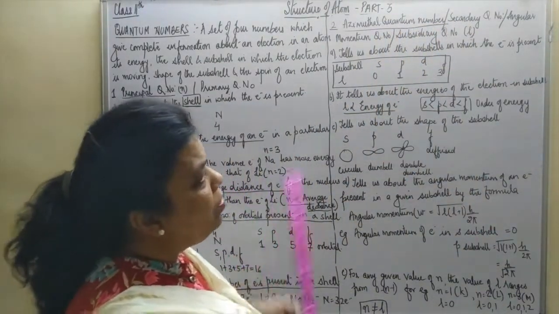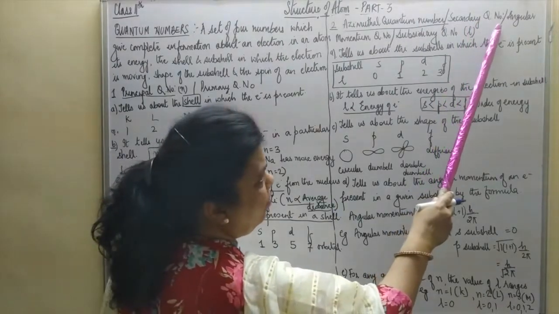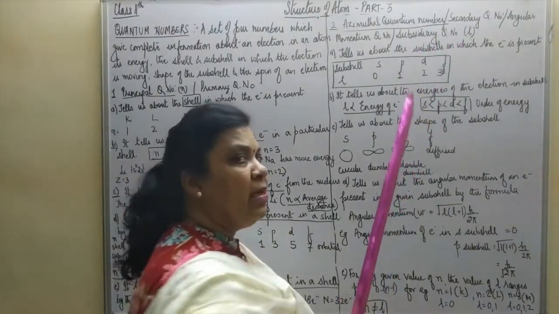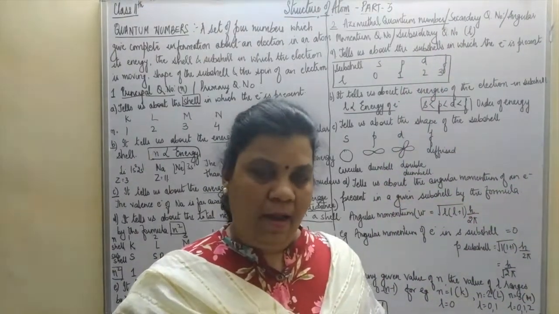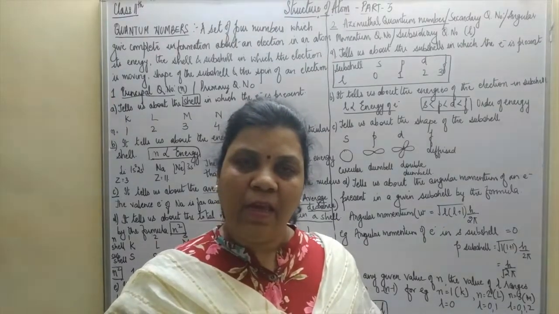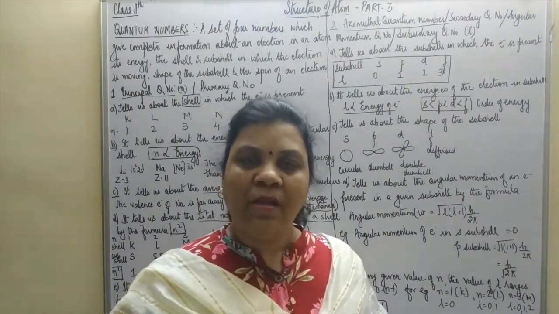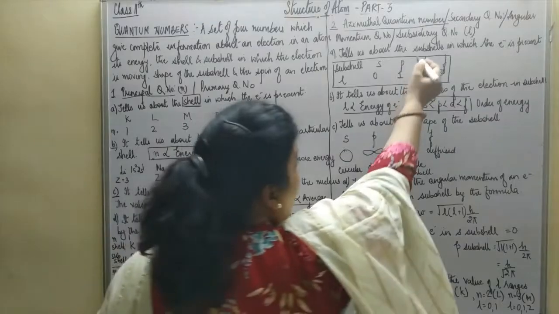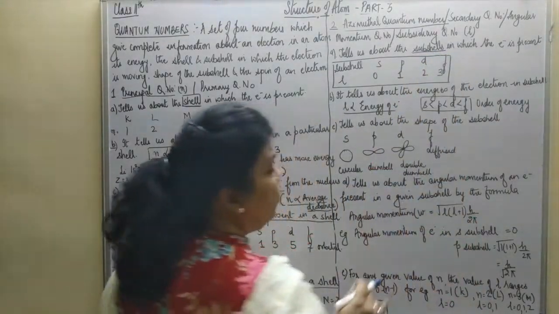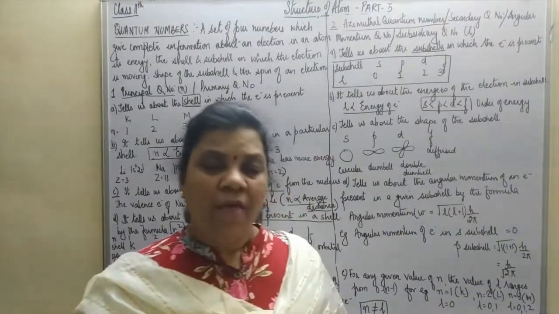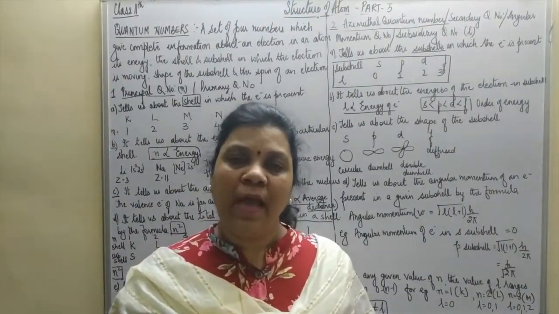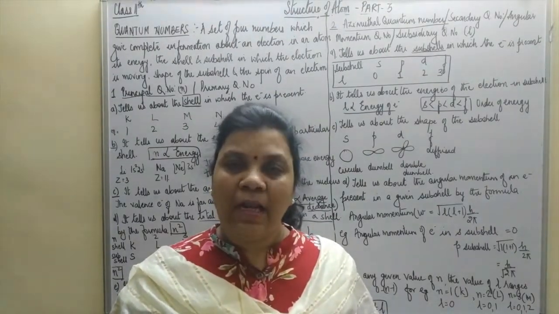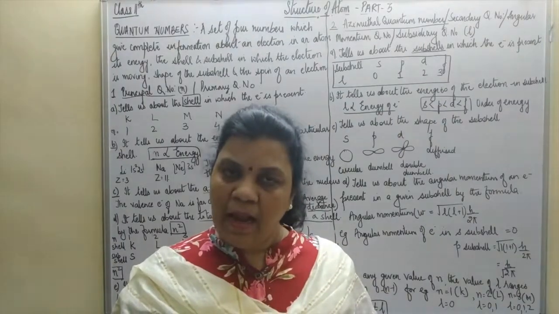The azimuthal quantum number, also known by different names, secondary quantum number, angular momentum quantum number or subsidiary quantum number, is designated by the variable small l. The principal quantum number is designated by the variable small n, and azimuthal by the variable small l. So, what is the significance? It tells us about the type of subshell in which the electron is present. We had already discussed that we have 4 different types of subshells, S, P, D and F. For every subshell, the value of azimuthal quantum number l is fixed.